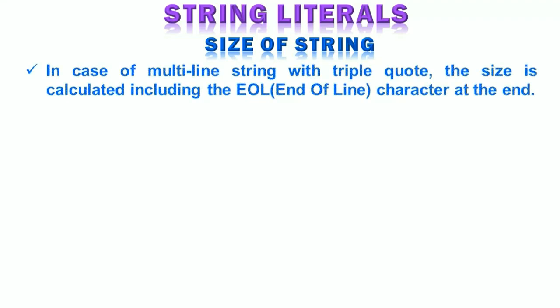In case of a multi-line string with triple quotes, the size is calculated including the end of line character, that is the EOL character at the end. Like for example, str equal to this, included in triple quotes, the size of the characters is 5.